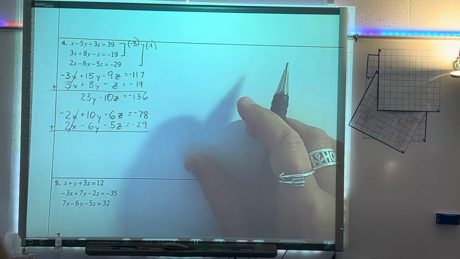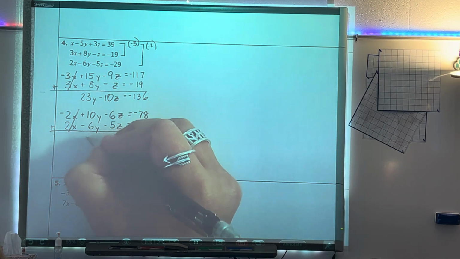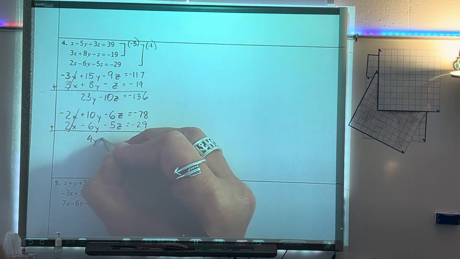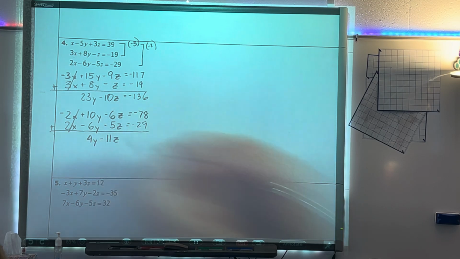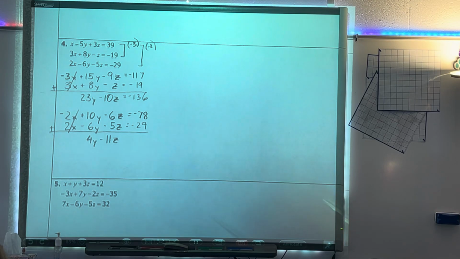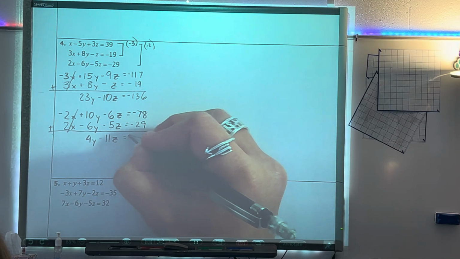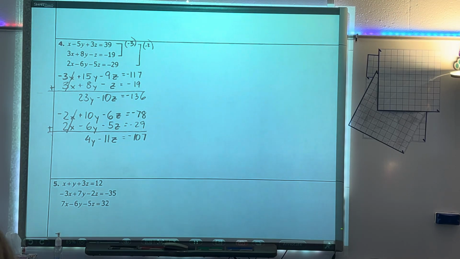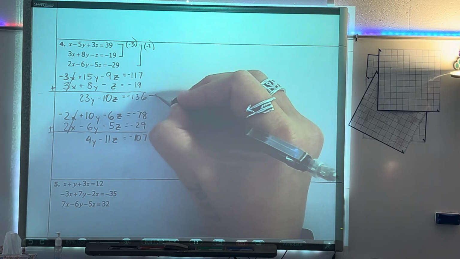Those cancel. 10 and negative 6 give me a positive 4y. Negative 6 and negative 5 is going to give me a negative 11z. And negative 78 and negative 29 is going to be negative 107. Y'all okay there?